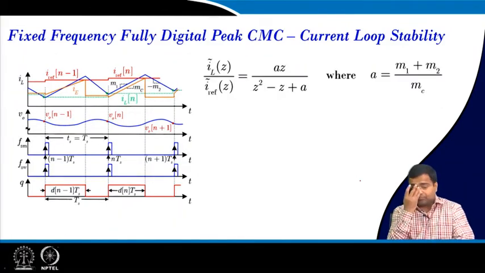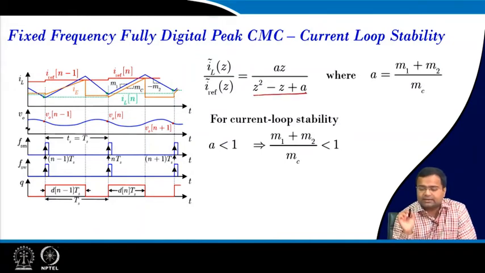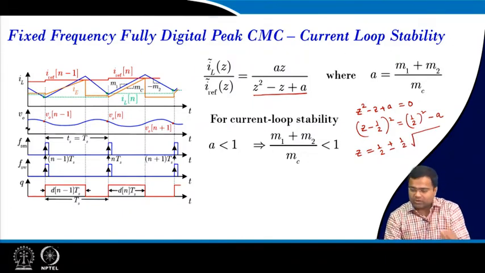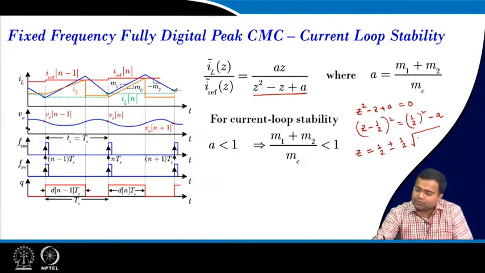And that can be proved if you write this equation. It will be true if we take a less than 1. It can be easily proved, because if I write Z square minus Z plus A equal to 0, I can write (Z minus half) whole square is equal to (1 by 2) square minus A. So I can write Z equal to 1 by 2 plus minus, if I take half common, what will we get? We will get square root of 1 minus 4a.